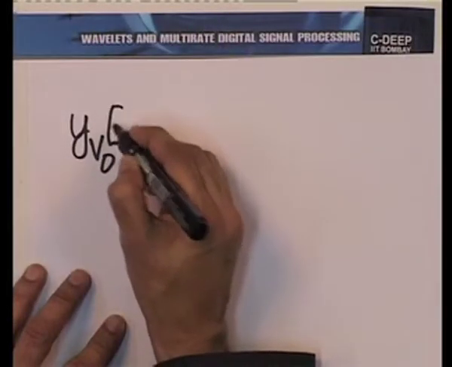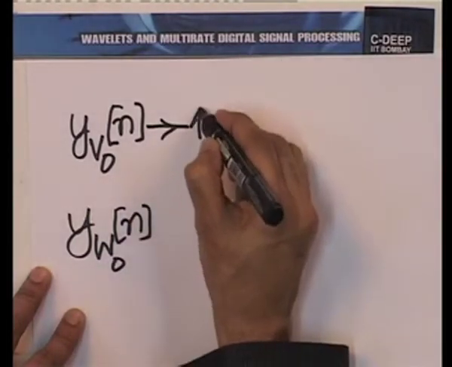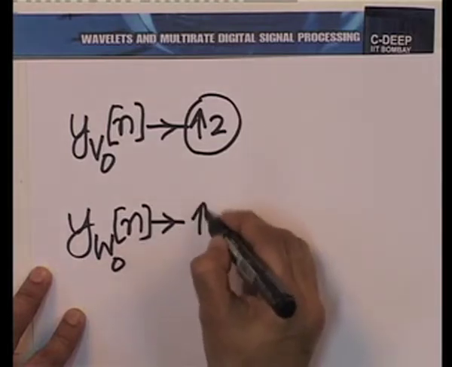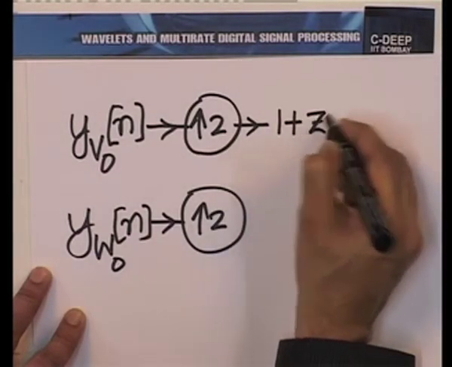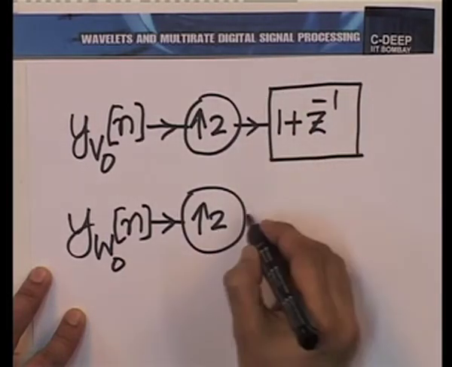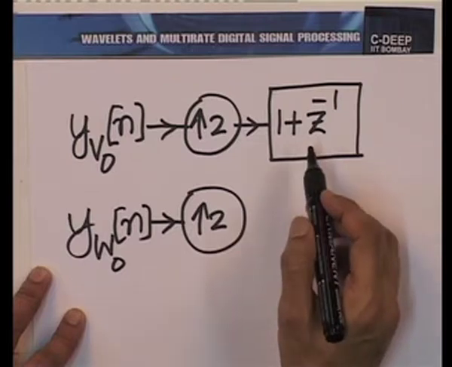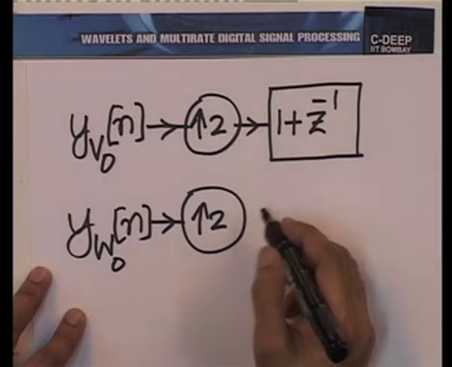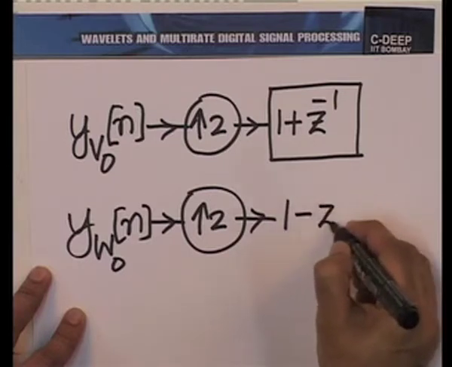Well, let us draw the diagram first. So, what we are saying is this: I have this sequence corresponding to V 0, so y V 0 n, and I have the sequence corresponding to W 0, y W 0 n. I have upsampled them. Now, I also subject this to the filter 1 plus Z inverse. Remember, this is the filter where the output B n and the input A n are related according to B n is A n plus A n minus 1. And here I subject this to the action of the filter 1 minus Z inverse.